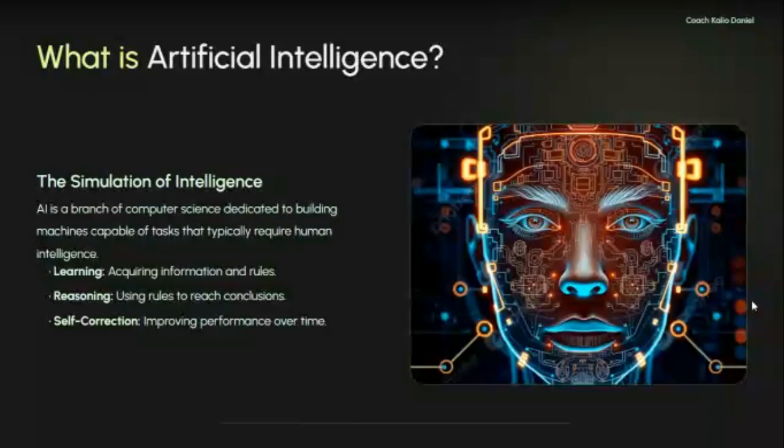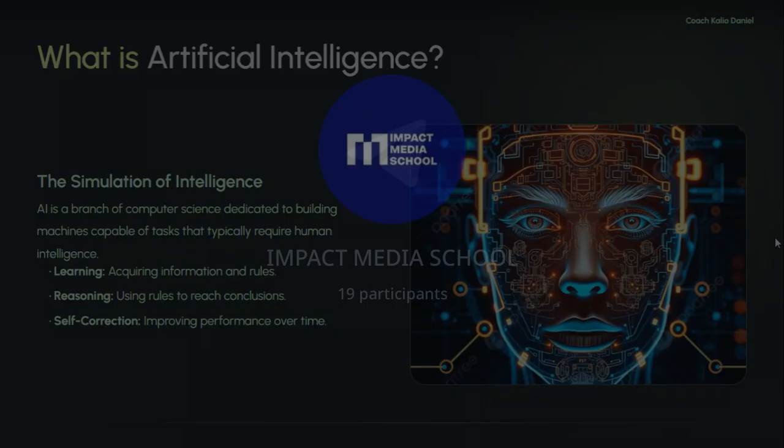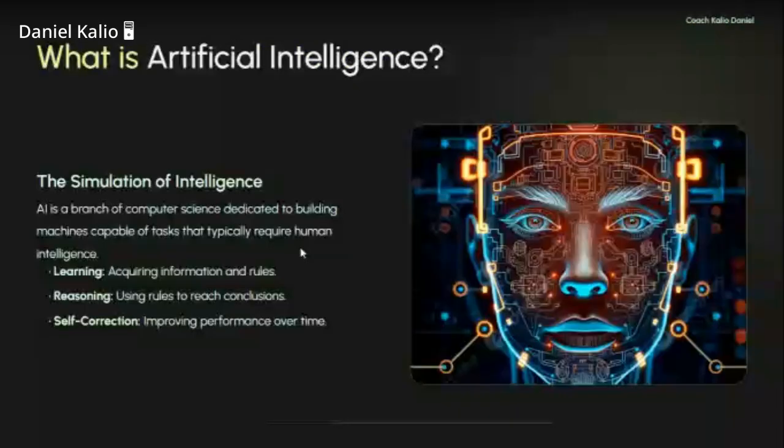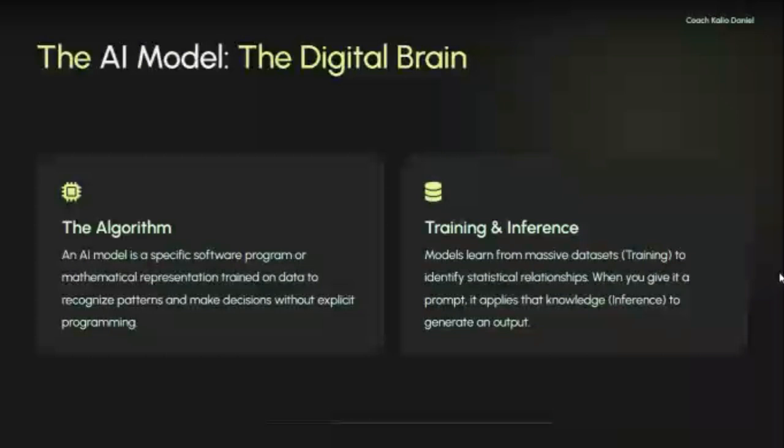We see that it's self-correcting, it's learning from you, and it's building up by itself. So that is AI. If you want to understand AI, you need to understand something called an AI model. AI model is regarded as the digital brain.